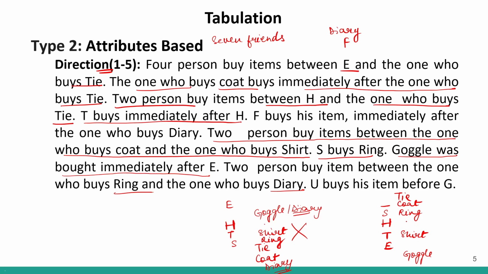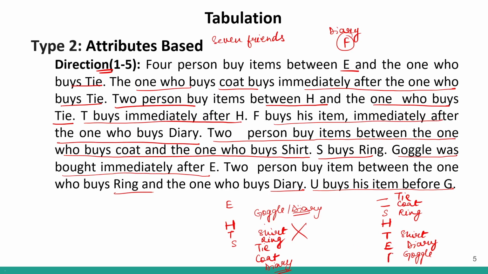Coming back over here, between ring and diary, we have 2 people. So H and T can be between diary and ring. We can have our diary over here. Correct? We can have our diary over here. Now it is given to us U buys his item before G. So now we have 3 positions. Correct? And we have one more variable F. So it is given to us F buys his item immediately after the one who buys diary. Correct? This was given to us.